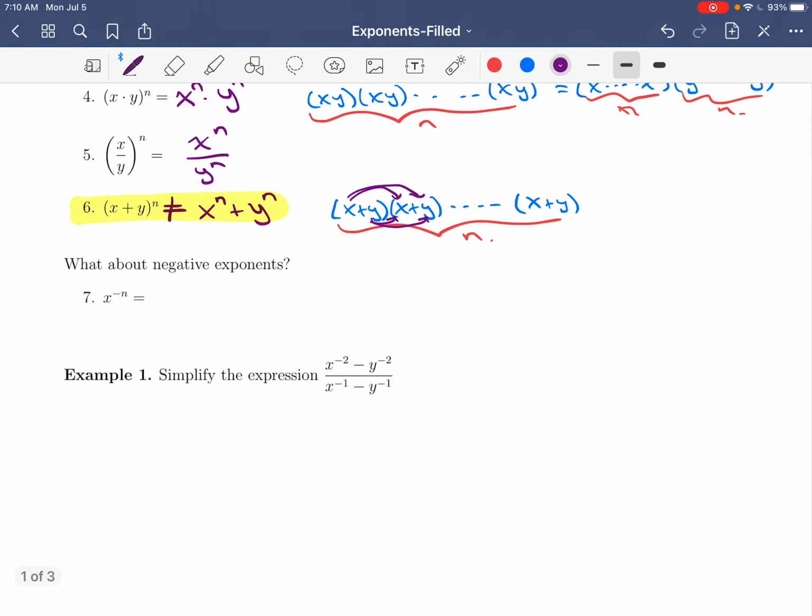Negative exponents. So if you have x to the negative n, you can actually just write that as 1 over x to the positive n.